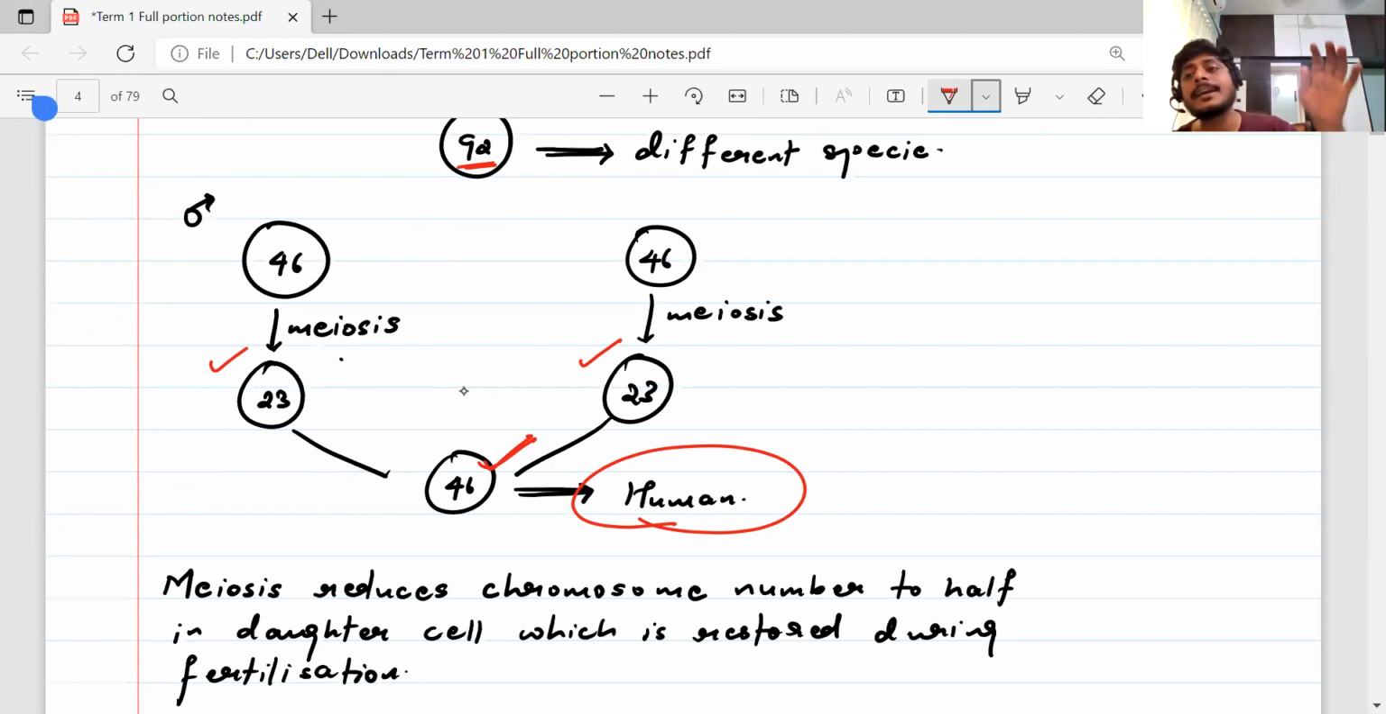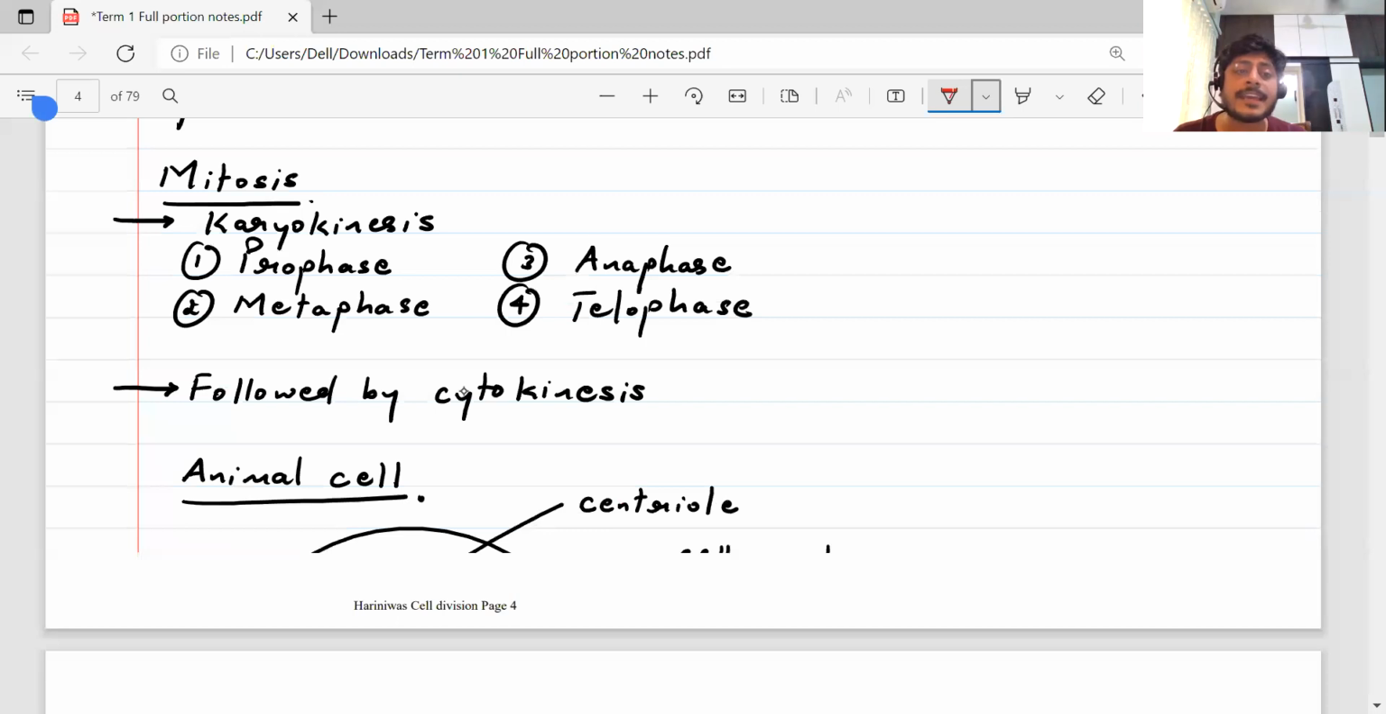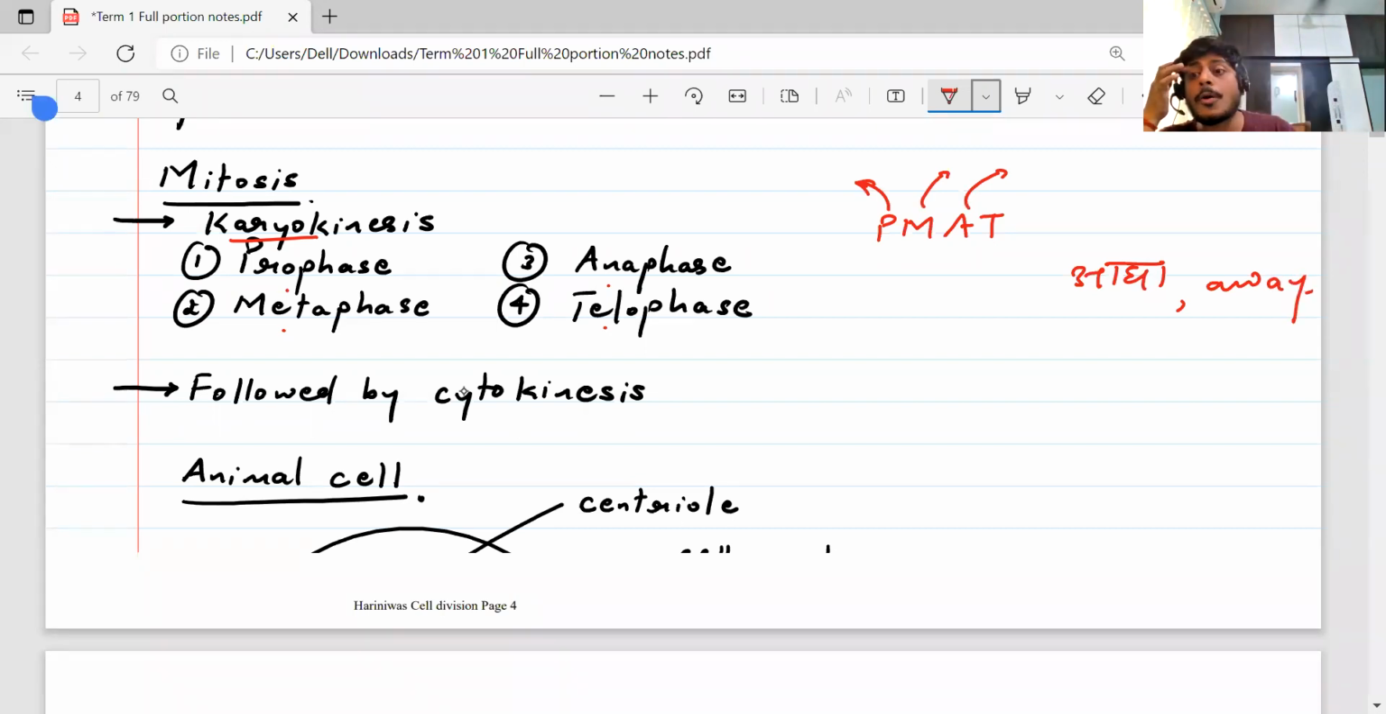So how are gametes formed? Gametes are formed by meiosis. Then we saw the phases of karyokinesis in mitosis: pro, meta, ana, telo. Remembered them by P, M, A, T. Pro was first, meta was middle, ana was half and away. Remember anaphase we had written half and away. Half because the centromere divides and the chromatids move to opposite poles. And telo we had spoken about being opposite of pro.